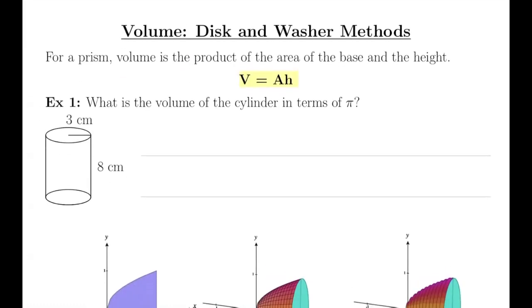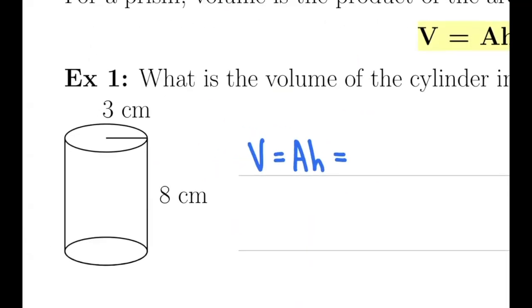So let's use this for example one. What is the volume of the cylinder in terms of pi? We're going to use this formula here. So volume is the area of the base times the height. What is the base of this cylinder? That would be a circle. Yes, this is the base. And what is the area of that base? I'll give you guys a little start here. The area of the base is actually the area of the circle, which is pi r squared.